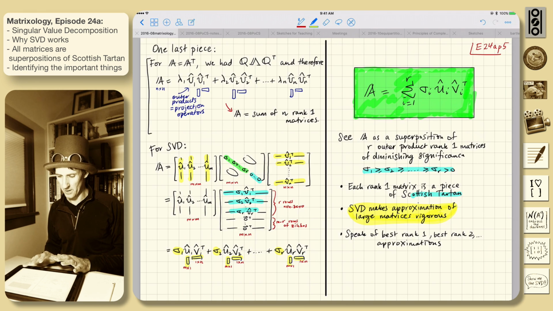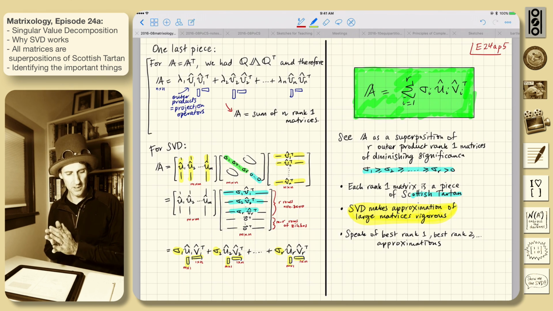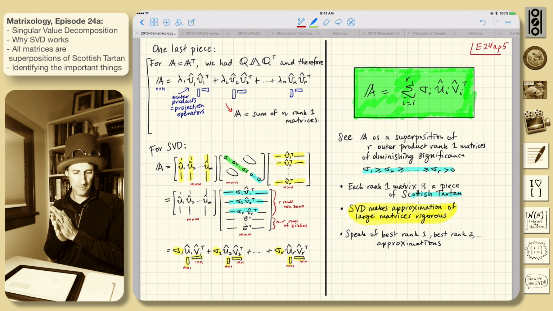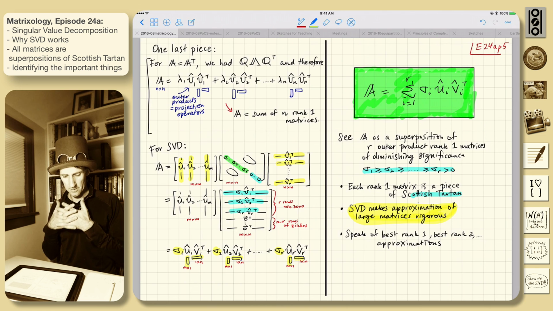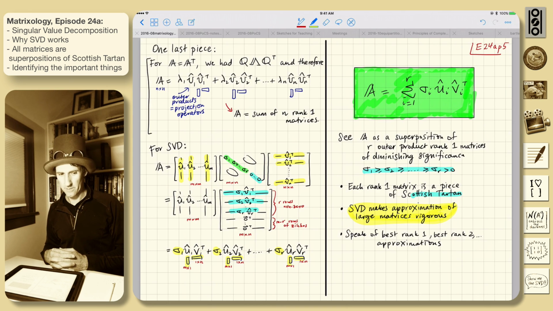So the next pieces will be working through examples, and then we'll put it together for the big story, which is the fundamental theorem of linear algebra. So, all right, there you go. It's a great thing to know, and well done for getting to here.